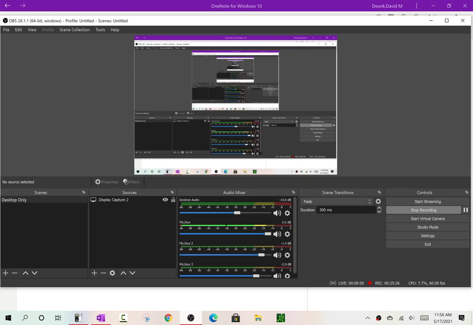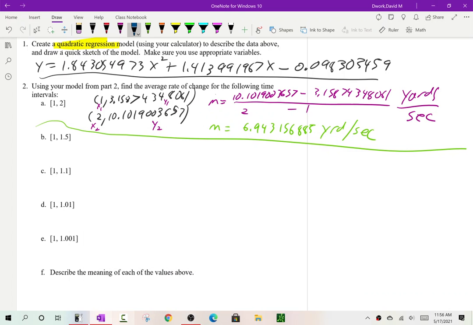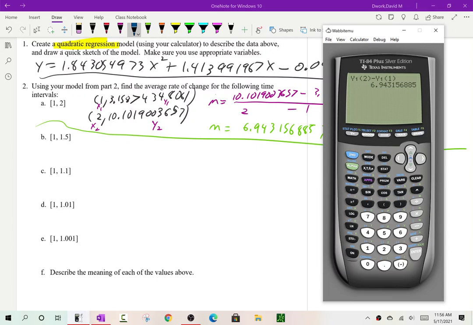All right, so now we're going to do this again for 1 to 1.5. Whoops, wrong window. There we go. So how can I do this? Well, you'll notice I don't need to really write out my points. I could just use the calculator. So I'm just going to type in again. I'm going to go vars, yvars, function y1, and I want to sub in 1.5. And then now I'm going to minus vars, yvars function y1, and I'm going to sub in 1.